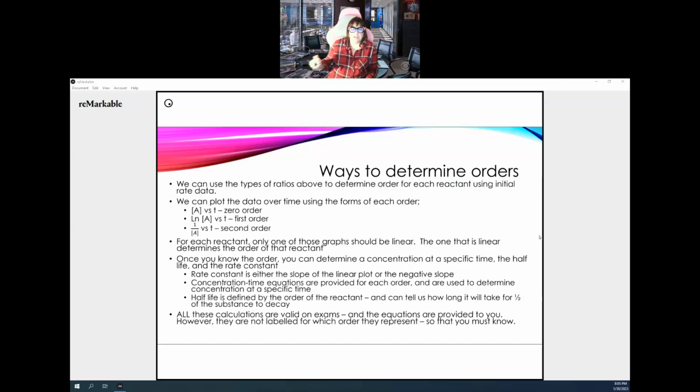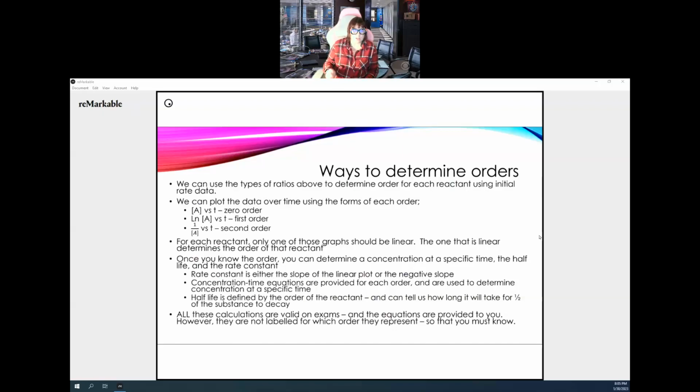So, ways that we can determine order. We can use the types of ratios above to determine order for each reaction using initial rate data. We can plot the data over time using the forms that we've talked about: concentration versus time, natural log concentration versus time, and 1 over concentration versus time. Whichever one is linear, that's the order. For each reaction, only one of those graphs is linear. So that's the one that is the order that you need.